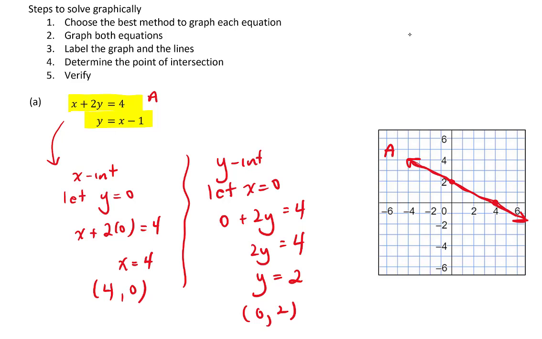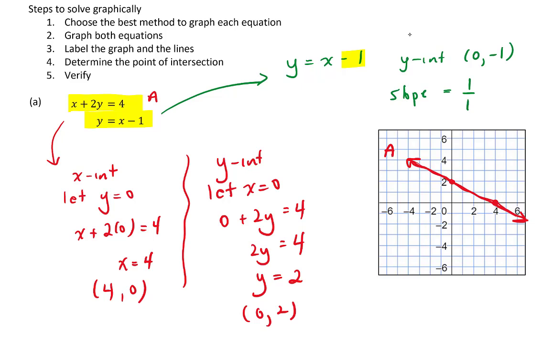For the second equation, y equals x minus 1, recall that we have a slope and a y-intercept. The y-intercept for this equation is going to be (0, -1). That is this part of the equation. And the slope for this equation is going to be 1. And since it's the number 1, that's 1 over 1, so a rise of 1 and a run of 1. And that is given by the coefficient in front of the x in this equation.